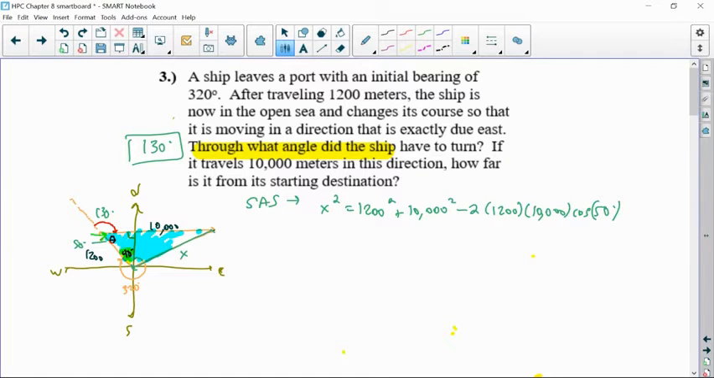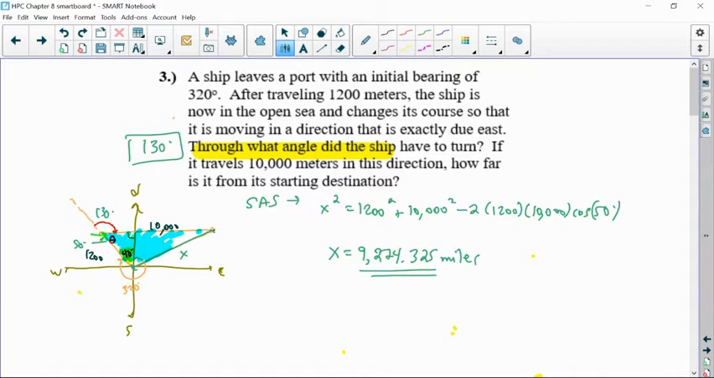Times 10,000 times the cosine of 50 degrees, and then I will square root my answer. Let's see, make sure I'm in the right mode, make sure I am in fact in degrees, good. So I got x to be 9,274.325 miles.